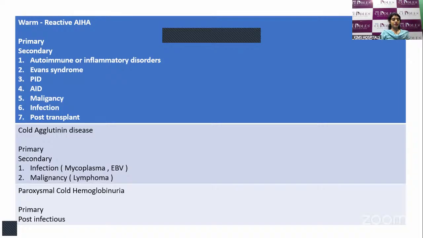So next comes paroxysmal cold hemoglobinuria. Here we have other entities like primary, as I've discussed, and post-infectious causes. Infection in any form, any kind of infection, can trigger AIHA. We have to keep all of this in mind when approaching a child with AIHA.